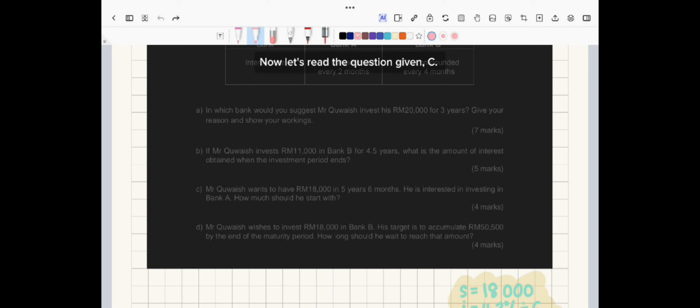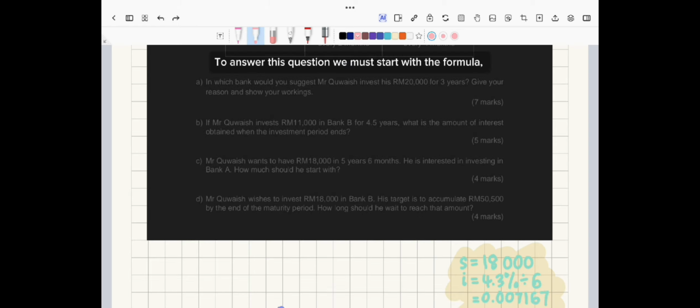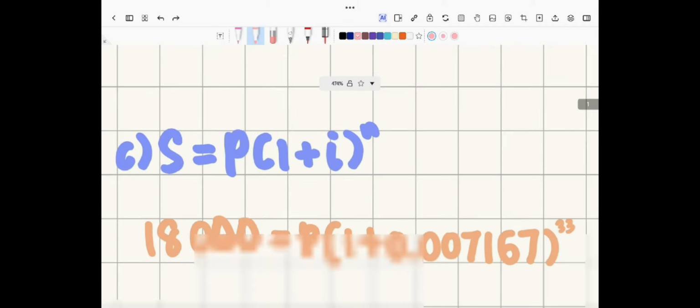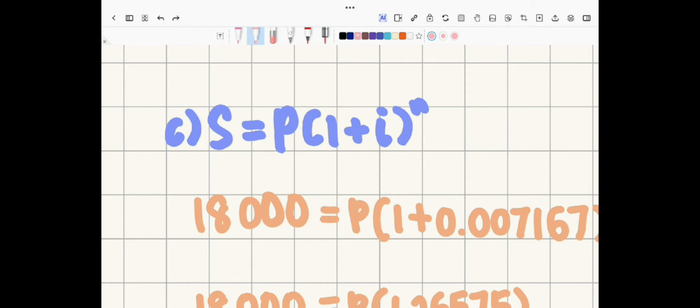Now let's read the question given. C. Mr. Quraish wants to have RM 18,000 in 5 years 6 months. He is interested in investing in Bank A. How much should he start with? So to answer this question, we must start with the formula we're going to use, which is this formula right here. S equals P(1 plus i) to the power of n.